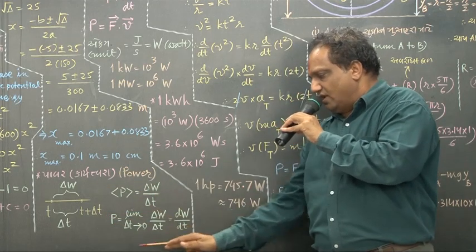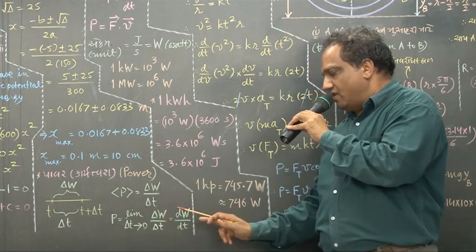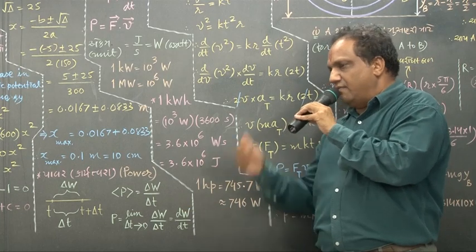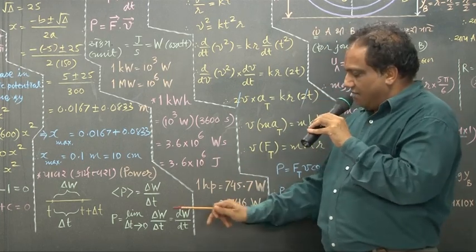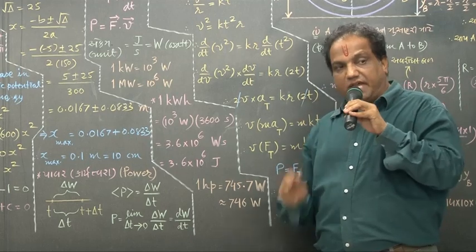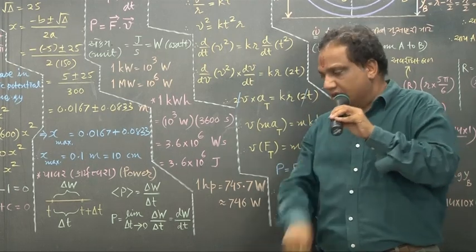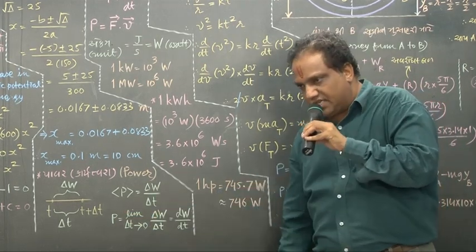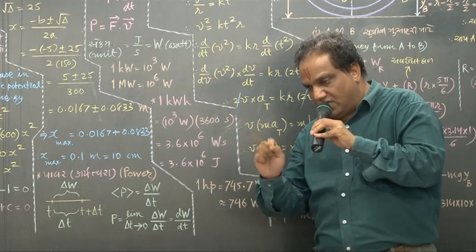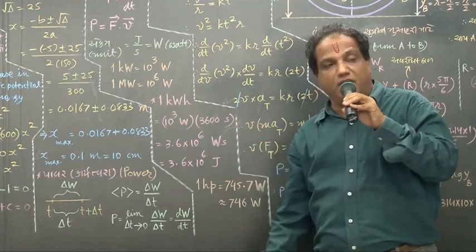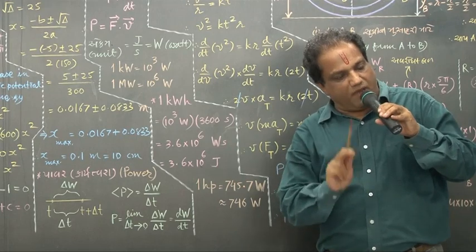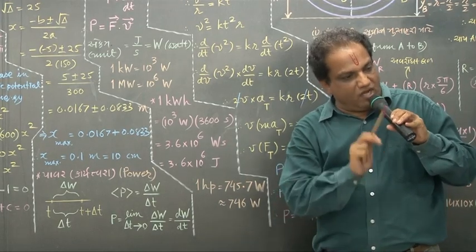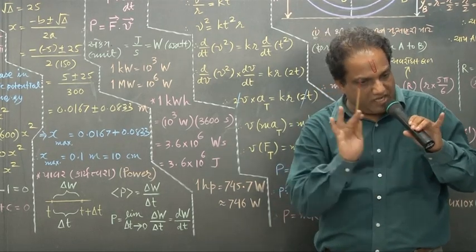And in the language of calculus, this whole term can be written as dw by dt. The time rate at which work is being done is known as power. If you say only power, you mean instantaneous power. Only power means instantaneous, like only velocity means instantaneous velocity.